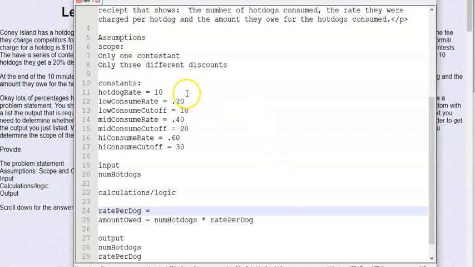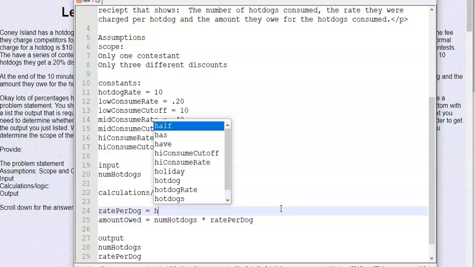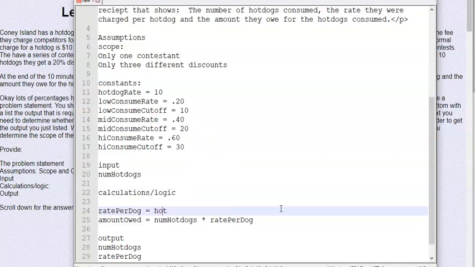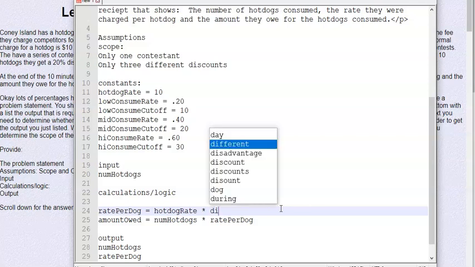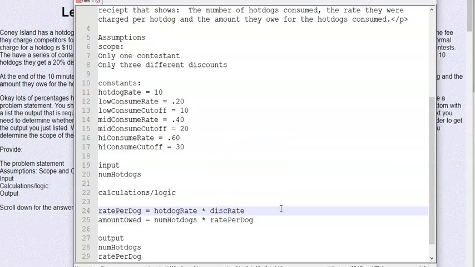All right, and then rate per dog all depends upon the discount. So the discount is off the $10. So each one of these is going to have to be multiplied by that. So the rate per dog is going to be the hot dog rate times the discount. But I don't know what the discount is, and there's three of them. So I'm just going to say the discount or disc rate. I don't know what the disc rate is, and it all depends on how many hot dogs they eat. So that means that's going to be placed in there by logic.